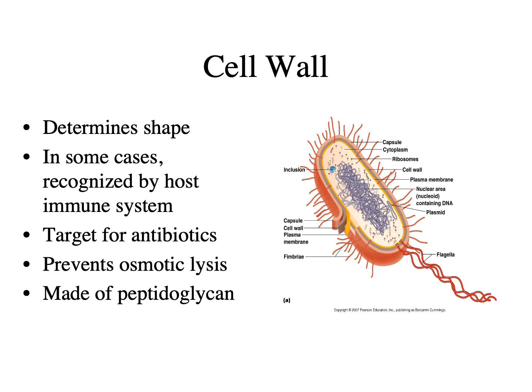Now let's look at the cell wall. This is a very important structure for many different reasons, and we will try and cover them all. So first of all, the cell wall determines the shape of the cell. It provides that structure to the bacteria. In some cases, the cell wall has something on the outside of it that is recognized by the immune system. And so the cell wall can become the target for antibiotics, and we'll talk about that when we talk about antimicrobial treatments.